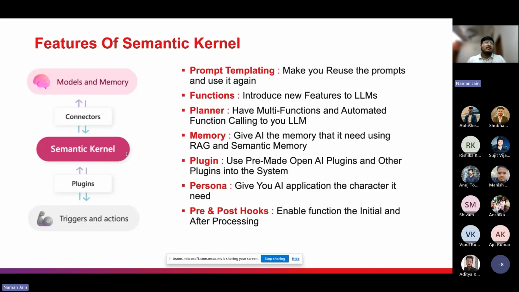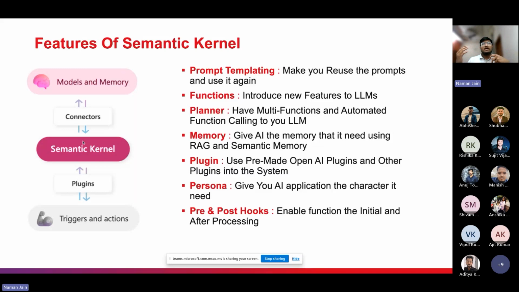In the simple diagram, there are two basic things we came to know: the connectors and the plugins approach. The plugins could be the triggers and actions, and connectors could be the memory and models. So you can connect to them, and with the help of plugins, you can plug that into Semantic Kernel. That is how the orchestration takes place.